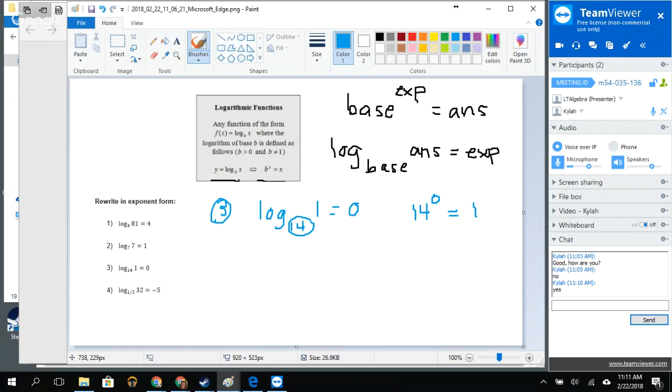Okay. Number 4, we have log base 1/2 of 32 equals -5. So this one looks a lot more complicated, but it's actually the same exact thing. So the base is going to be 1/2. That's what's in the basement. And that equals an answer of 32. And that means I'm raised to the -5th power.